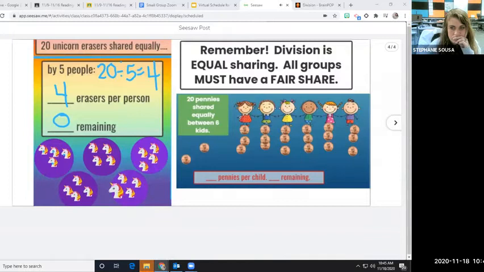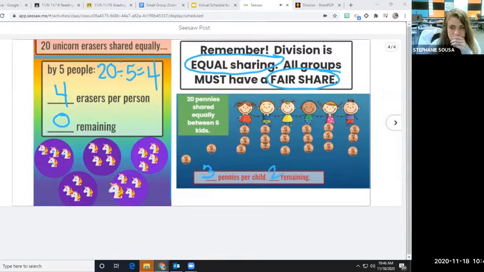And let's see, I have only 2 pennies left, but I have 6 kids. I cannot give any of these kids the leftover pennies because I have to make sure that every kid gets a fair share. Equal sharing. Division is all about equal sharing. So each child is going to get 3 pennies, making sure it stays equal. And there are going to be 2 left over.